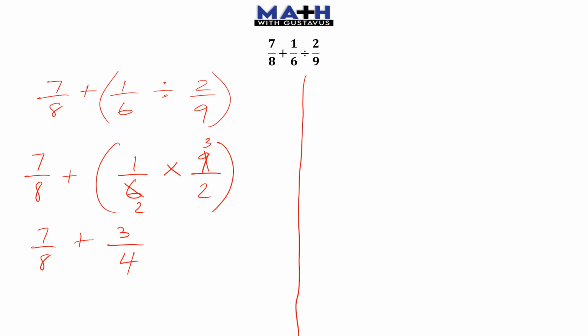Now the problem is down to an addition problem. We have 7 over 8 plus 3 over 4. Since we're adding, we need to find a common denominator. Now the lowest common denominator of 8 and 4 would be 8 itself. So let's divide 8 into 8. 8 into 8, that goes 1 times. 7 times 1, which is 7. Now 4 into 8, that goes 2 times. So 3 times 2, which is 6. So now we have 7 plus 6, which is 13.